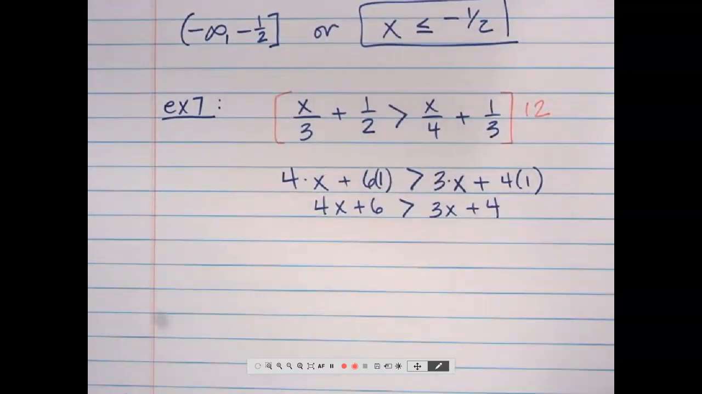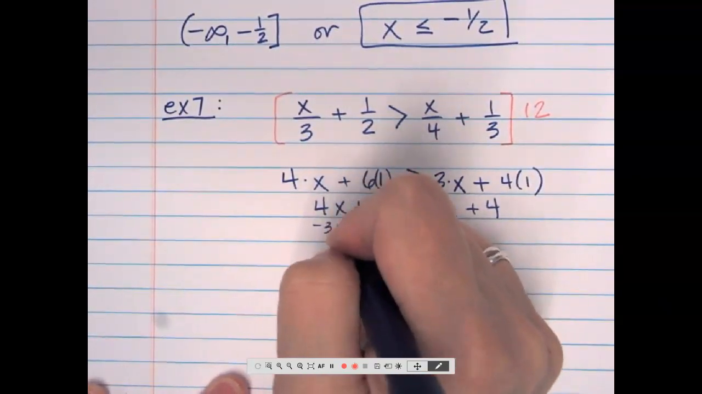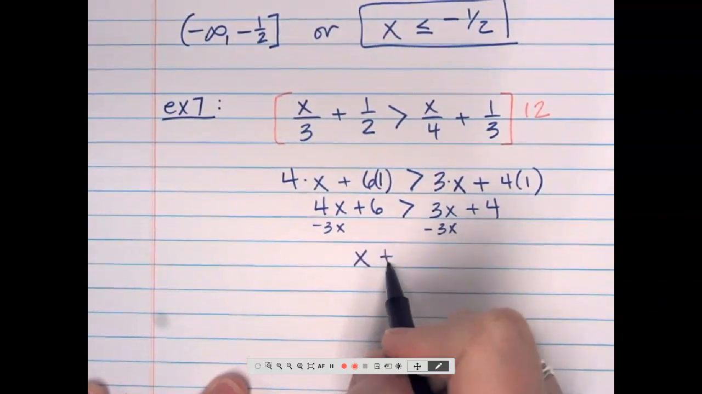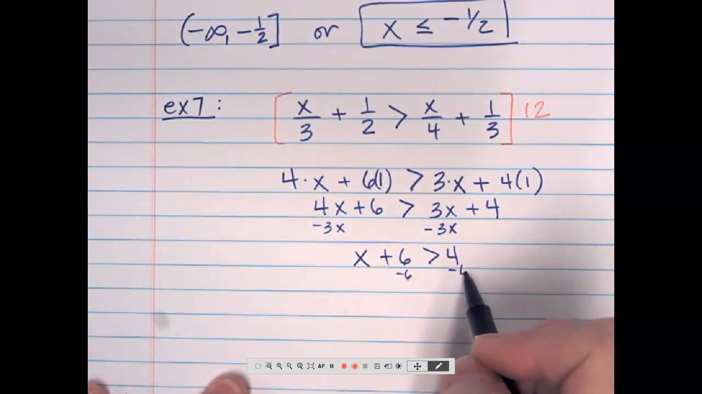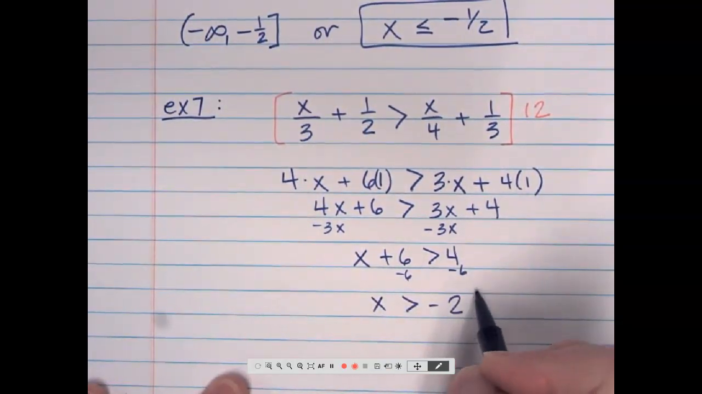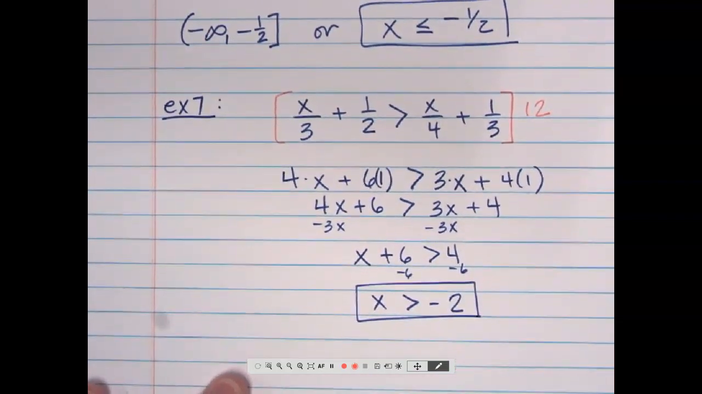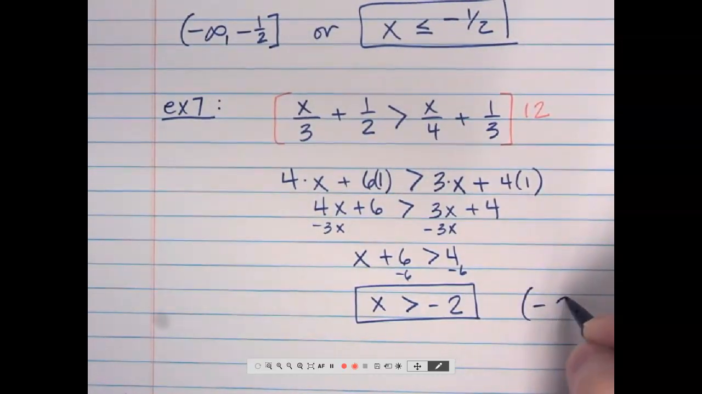Okay, I'm going to collect those on the left. I think we all would because that's also where it will be positive. X plus 6 is greater than 4. Subtract 6 and get negative 2. And that's it. Interval notation would look like what? Good.